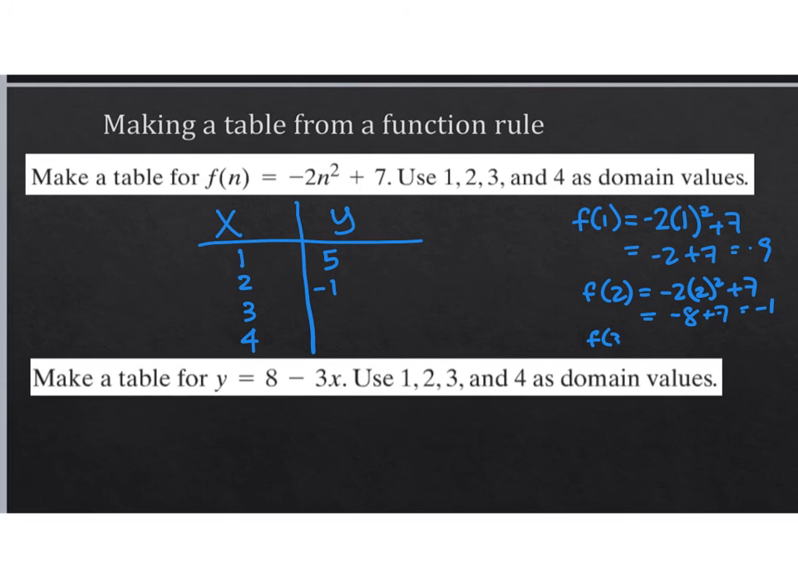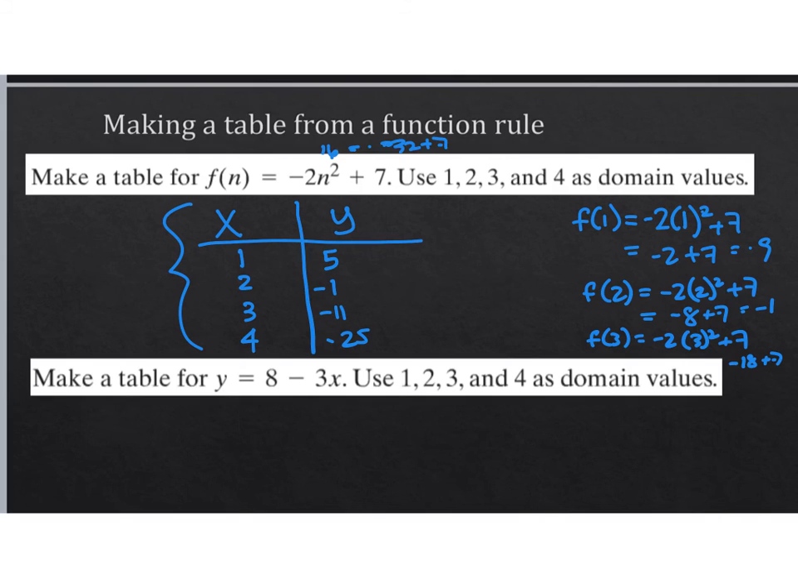Then I'm going to do the same thing with a 3. So f of 3 equals negative 2 times 3 squared plus 7. 3 squared is 9 times a negative 2. So this gives me a negative 18 plus 7, or a negative 11. Likewise, if I plug in a 4, 4 squared is going to give me 16 times a negative 2, which will give me a negative 32 plus 7, so I get a negative 25. So this right here is my table when I use 1, 2, 3, and 4 as my domain values.